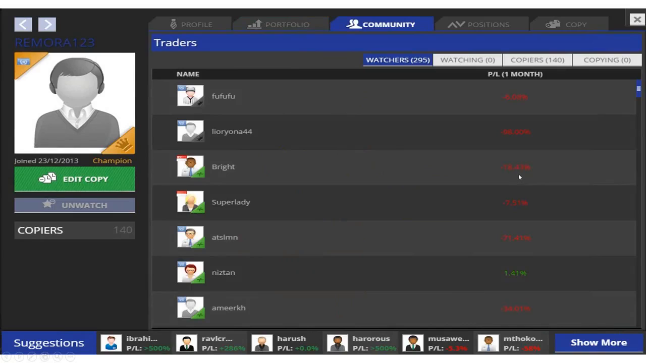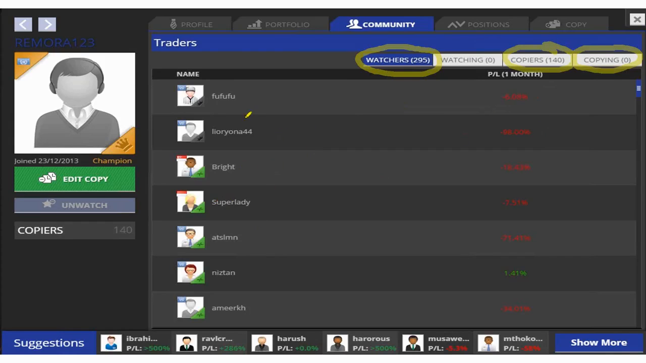This is a community tab. Now, I class this particular trader, Remora, as a master. He's a master account. We know he's a master account for a couple of reasons. The first reason is because he's copying nobody. He's watching a lot of people, which is great. It means he's looking around him, he's seeing what's going on, and he has 140 copies. We know that from the previous slide.